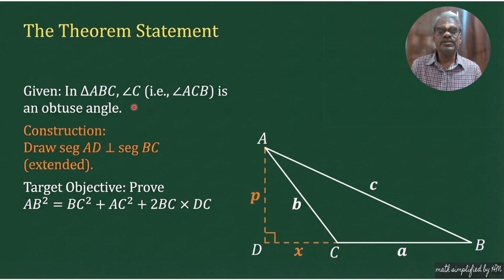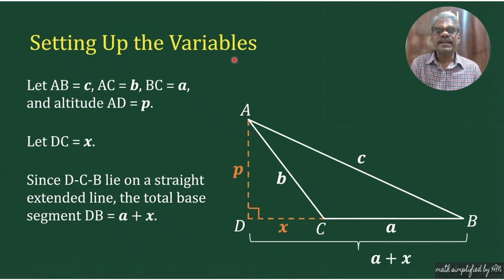Given in triangle ABC, angle C is an obtuse angle. Construction: draw segment AD perpendicular to segment BC. We have here extended BC to the side of C. Target objective: we have to prove AB square is equal to BC square plus AC square plus 2 into BC into DC.